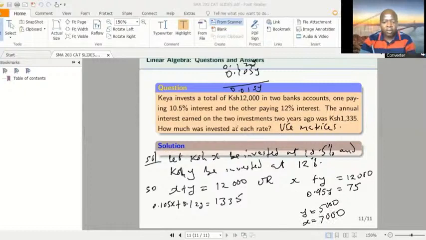What was the question? The question was, how much was invested at each rate? We've already said the rate 10.5% is x. So it is 7,000 that was invested at 10.5%. And then 5,000 was invested at 12%. And this is how this question is done.